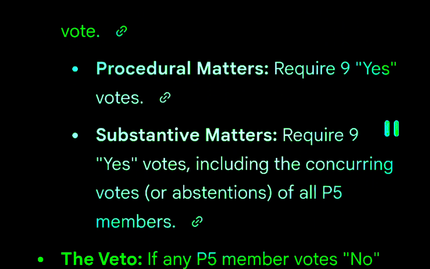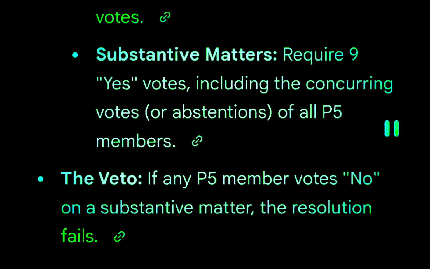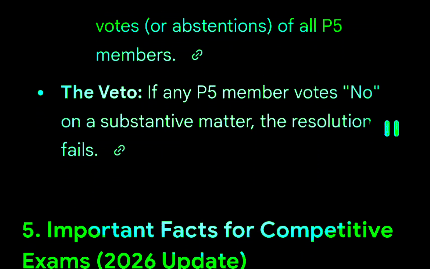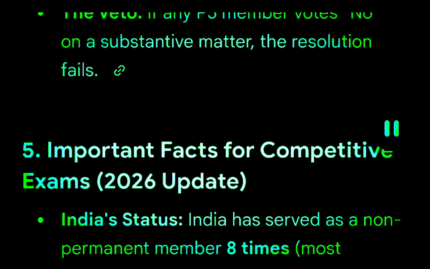Procedural matters require 9 yes votes. Substantive matters require 9 yes votes, including the concurring votes, or abstentions, of all P5 members. The veto: if any P5 member votes no on a substantive matter, the resolution fails.